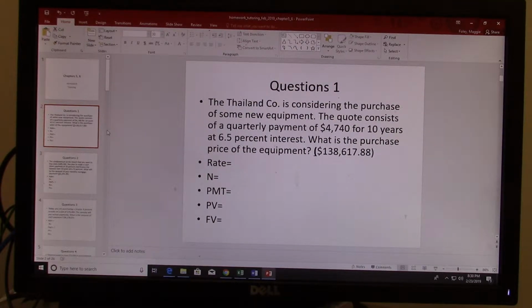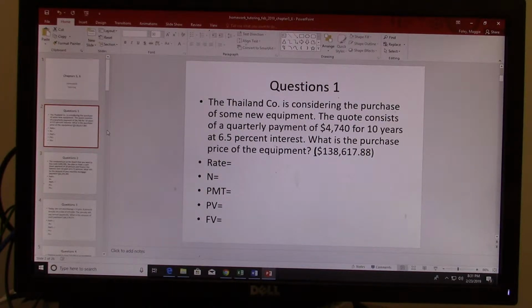Question number 1. The Thailand company is considering the purchase of some new equipment. The quote consists of a quarterly payment of $4,740 for 10 years at 6.5% interest. What is the purchase price of this equipment? The question is asking for the purchase price of the equipment. So it's asking for the present value.